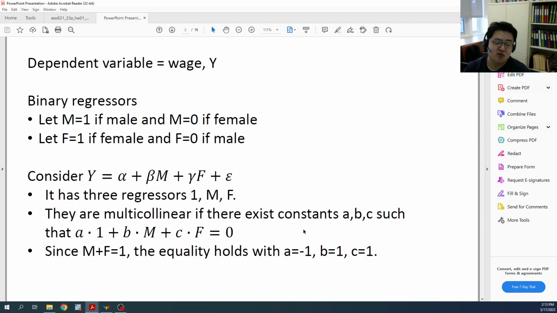Y is wage, whatever. It's not important. Y is an outcome, and we will consider two dummy variables. M stands for male, F stands for female. So M takes 1 or 0, and also F takes 1 or 0. So F is the female indicator, M is the male indicator, right?